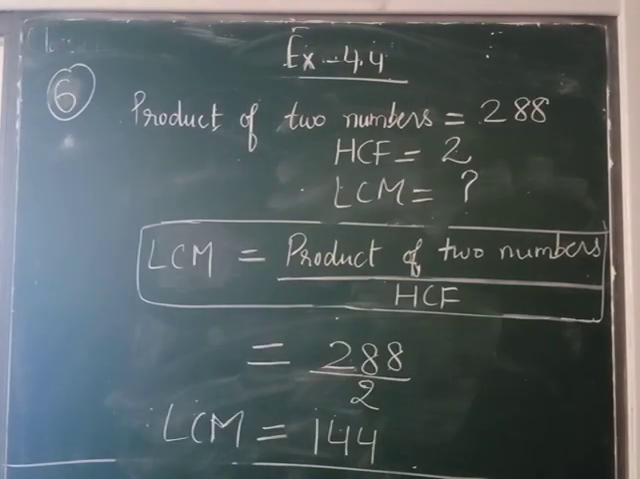So the next sum is sum number 6. The product of two numbers is given, 288. HCF is given. We need to find LCM. Again the formula which is in the box: LCM is equal to the product of two numbers divided by HCF. We have filled in the values. 288 divided by 2. So LCM will be 144.